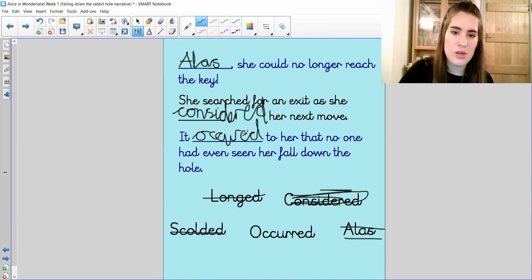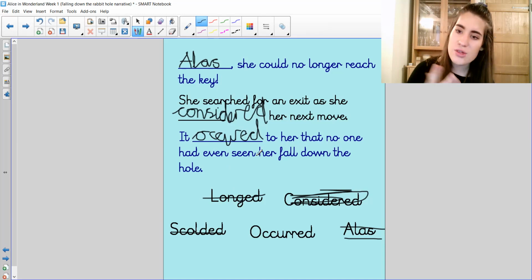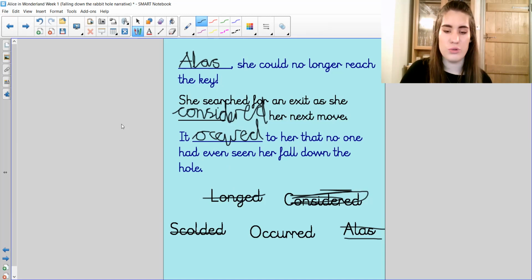Okay, and you can hear how by using that phrase, "it occurred to her", rather than "she realised", changes the tone a little bit, makes it fit better with our story, Alice in Wonderland. Okay, so well done if you chose the right words to go in those gaps there.